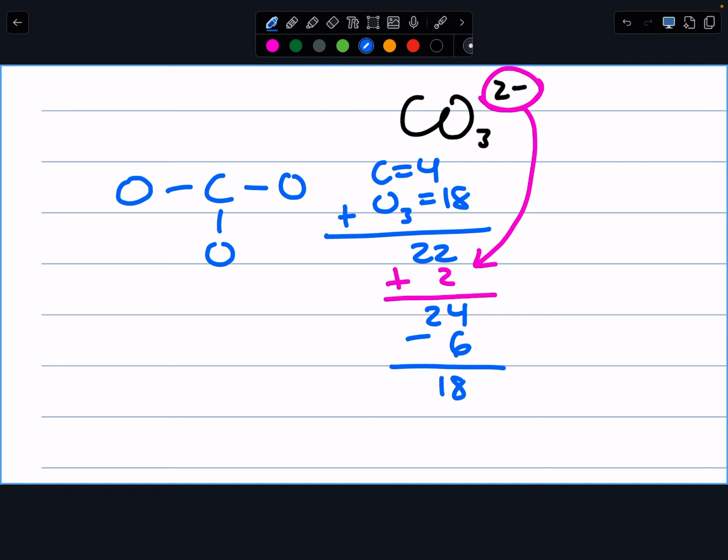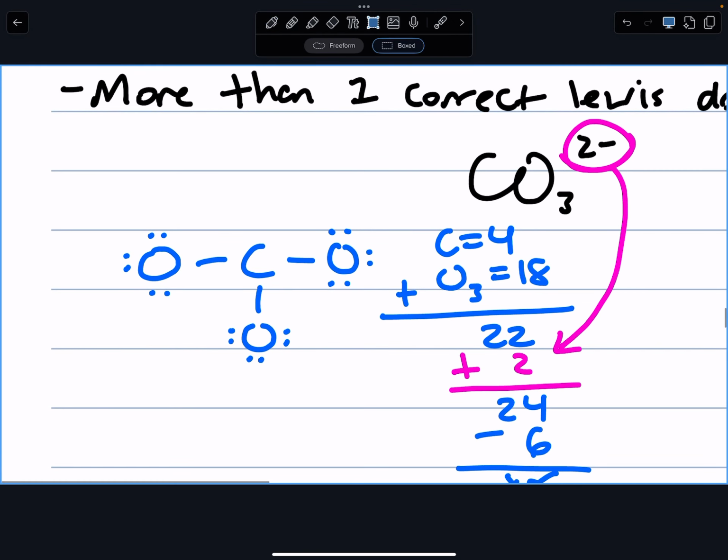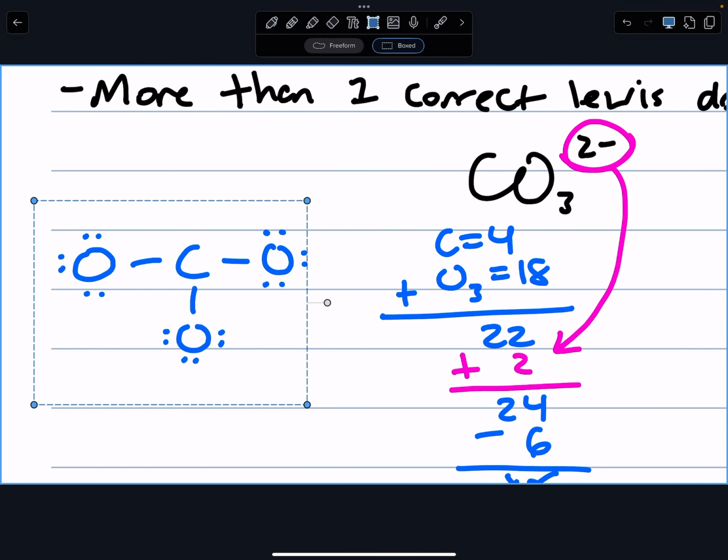18. Yes. Perfect. So where does this 18 go? How many on each oxygen? 6. So 2, 4, 6, 8, 10, 12, 14, 16, 18. I used up all 18, right? But is my carbon happy? No.